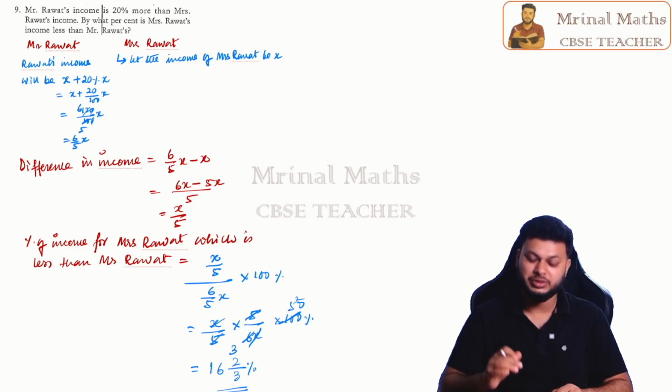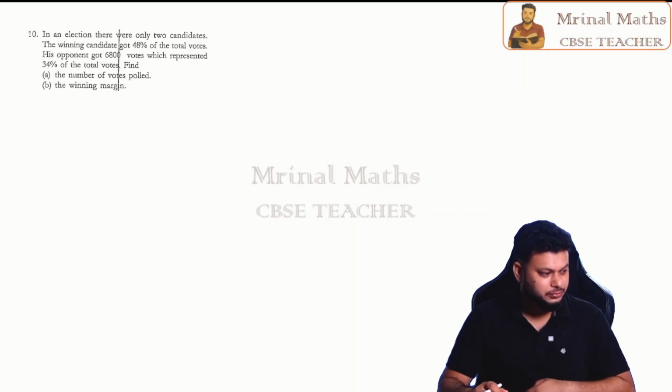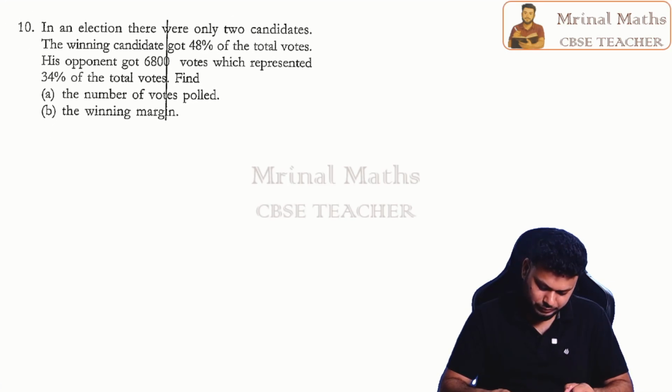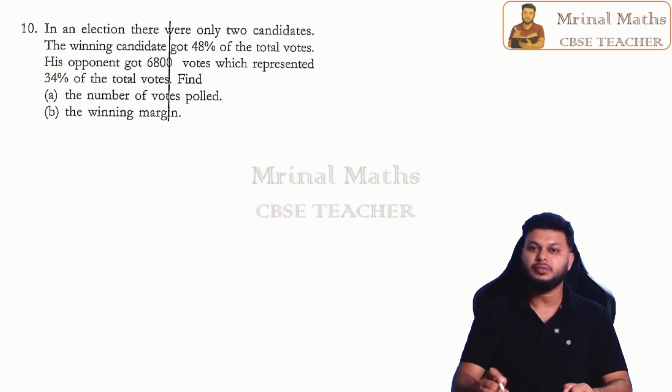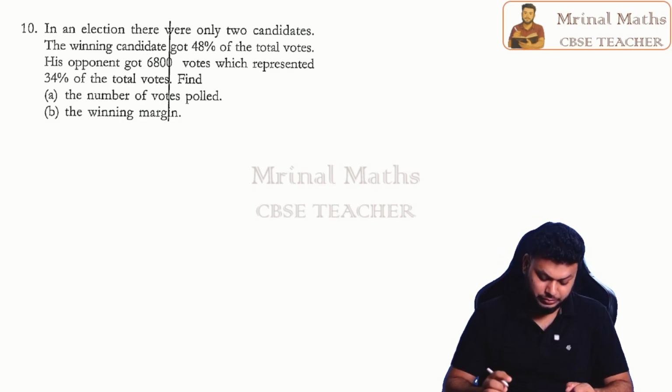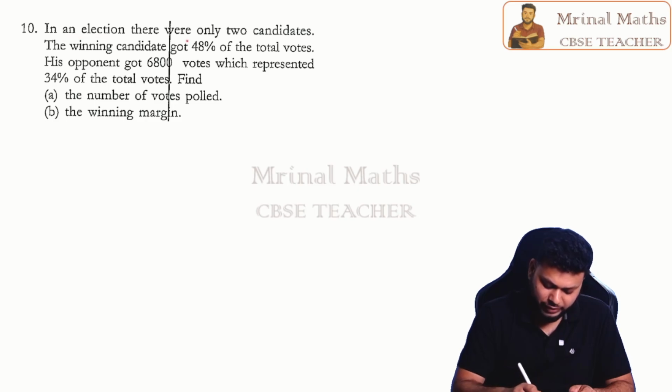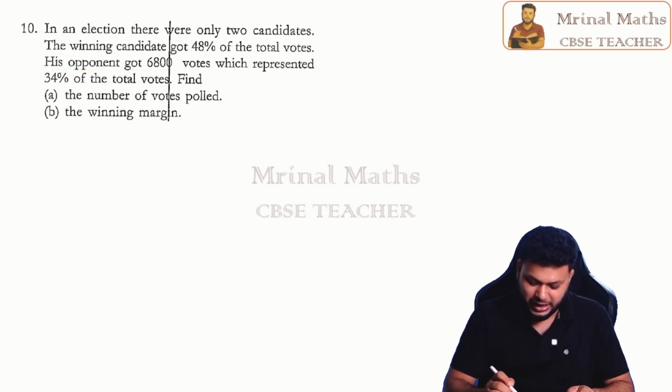Okay, so going ahead with the next one. Next question. In an election, there were only two candidates. The winning candidate got 48% of total votes. His opponent got 6,800 votes, which represented 34% of total votes. Find the number of votes polled and also the winning margin.